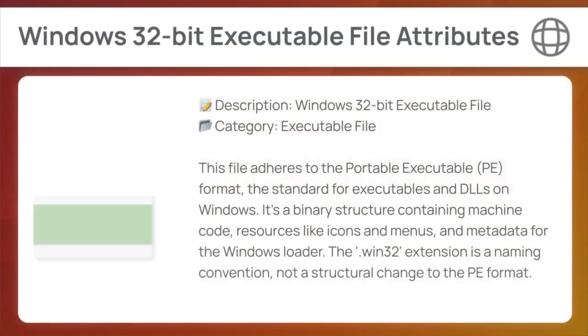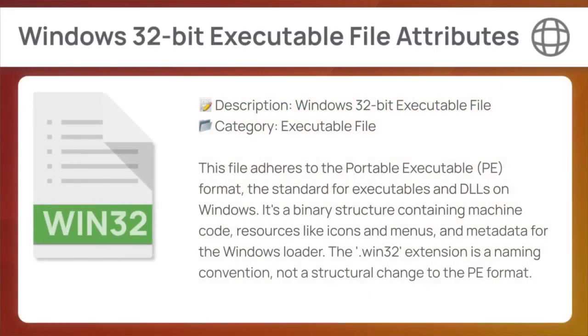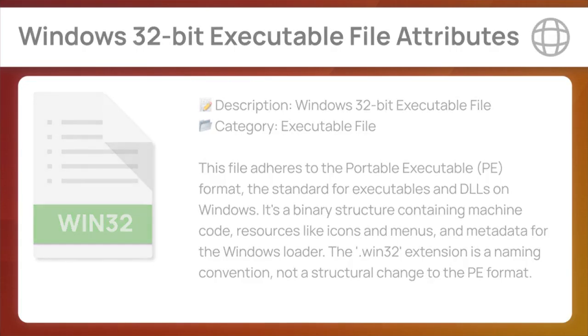This file adheres to the Portable Executable (PE) format, the standard for executables and DLLs on Windows. It's a binary structure containing machine code, resources like icons and menus, and metadata for the Windows loader. The Win32 extension is a naming convention, not a structural change to the PE format.